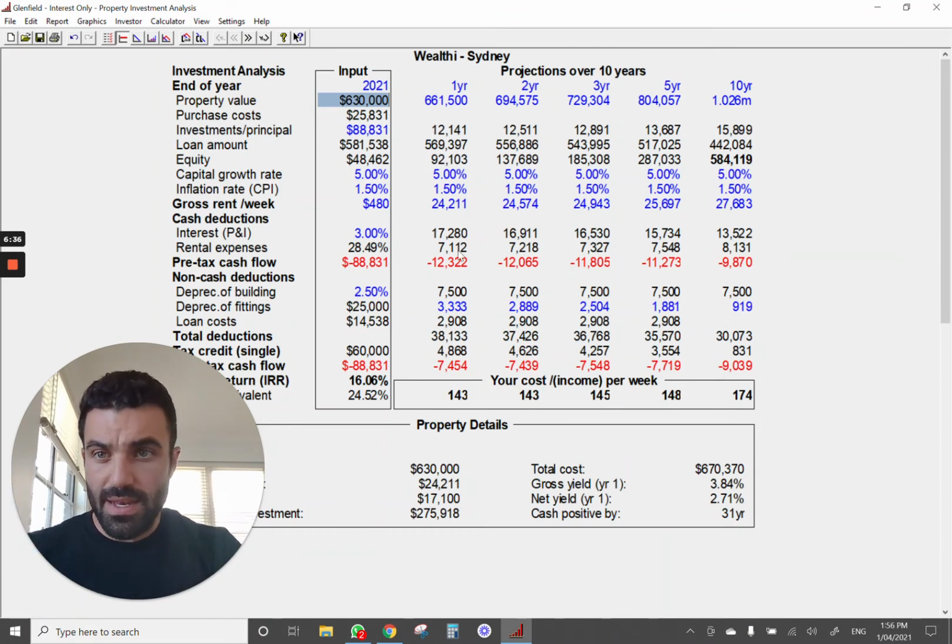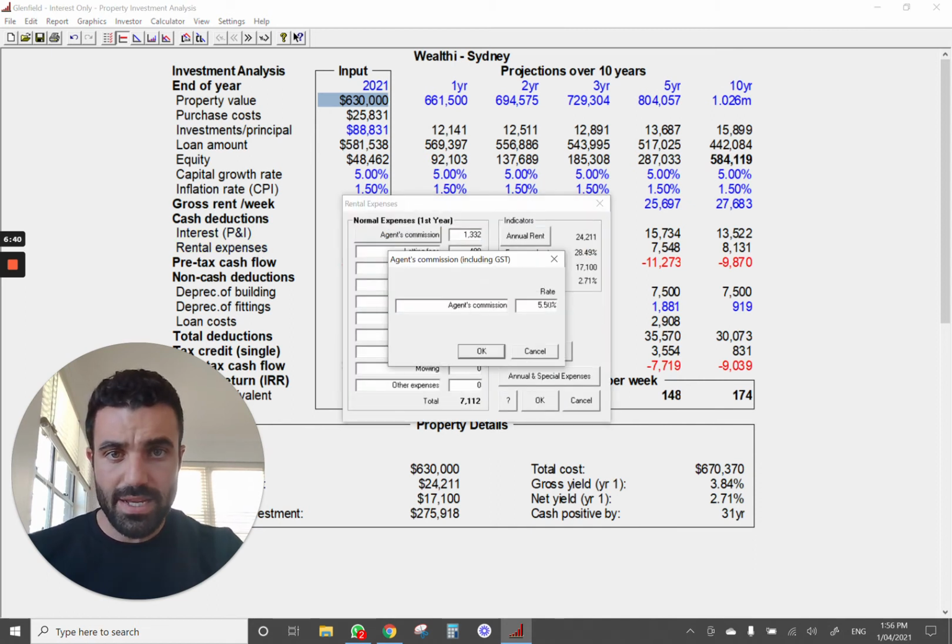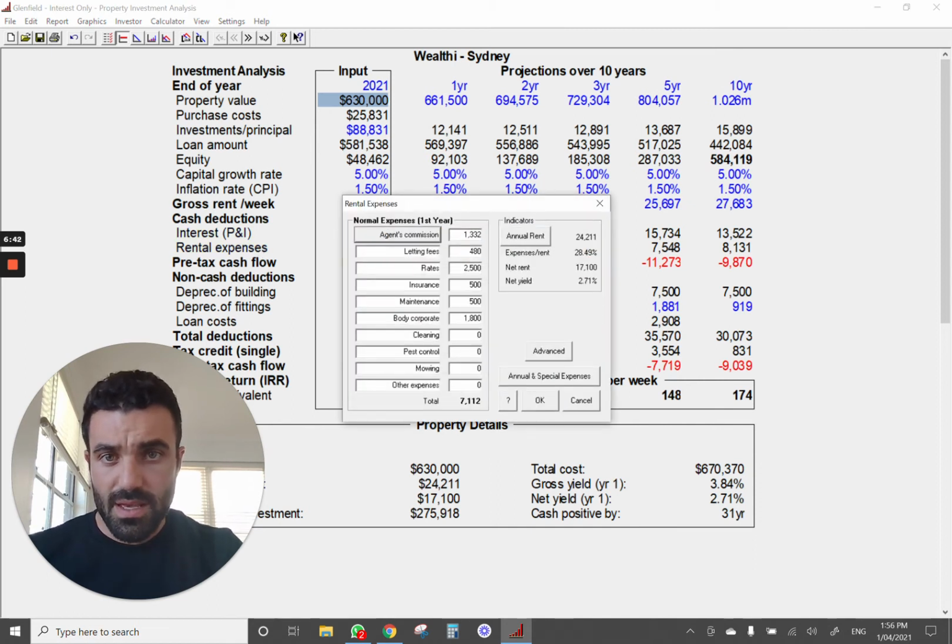So you then have rental expenses. You've got to pay some agent's commission, 5.5%. You've got letting fees. You've got rates. You've got insurance, like your landlord's insurance. In this instance, you don't need building insurance because it's covered by strata. We've got some maintenance, so if things break. And then you've also got body corporate. So it's a small townhouse complex. There's going to be a small amount of body corporate to maintain the gardens and things.